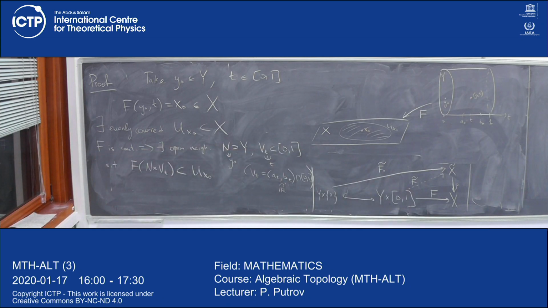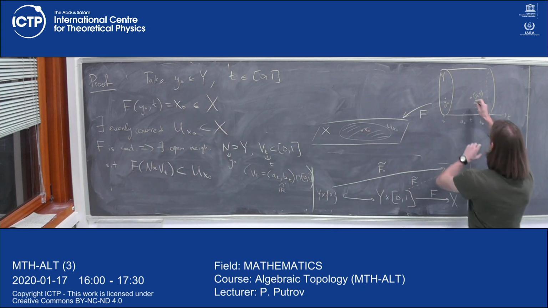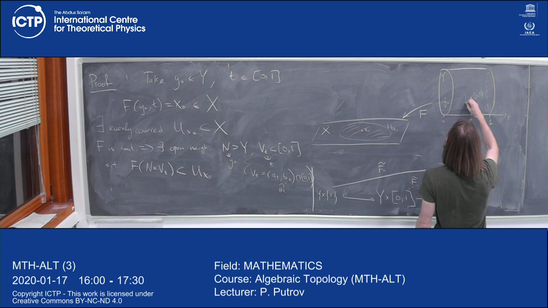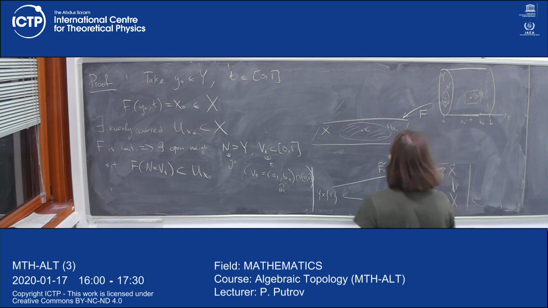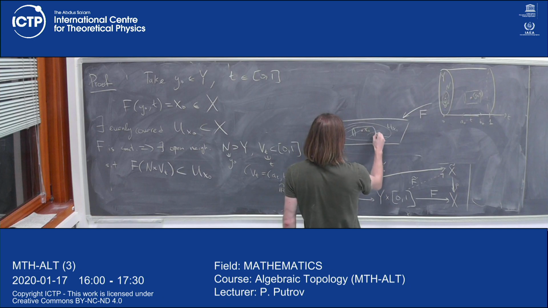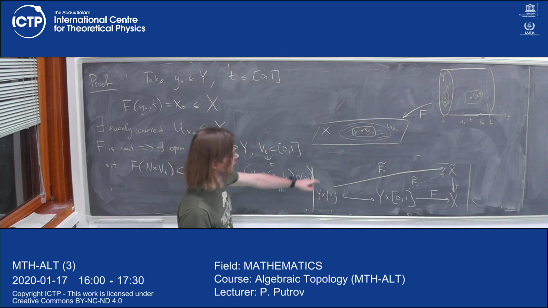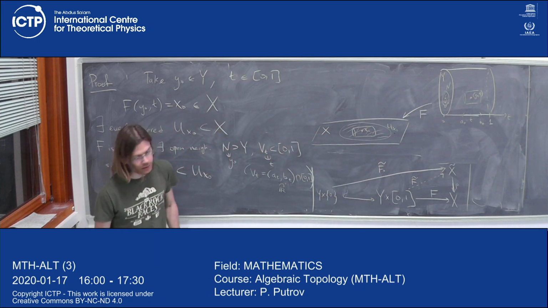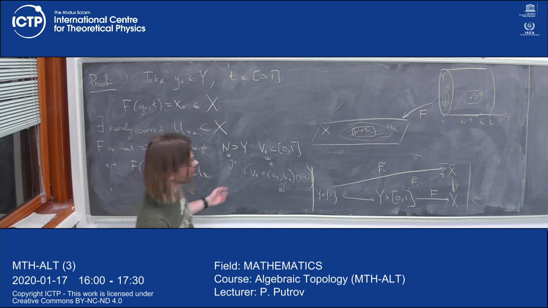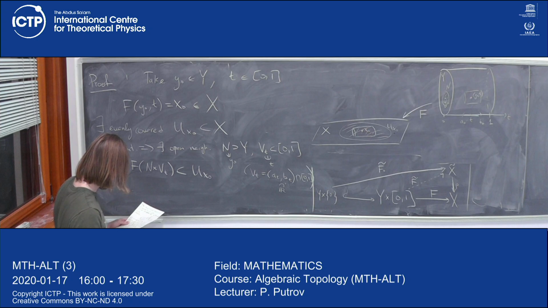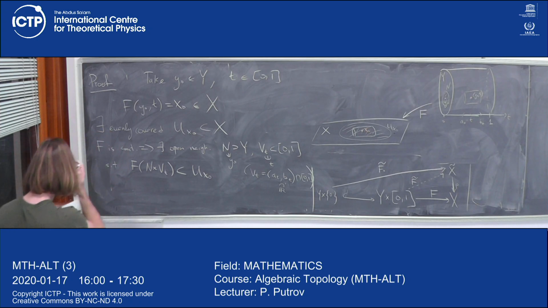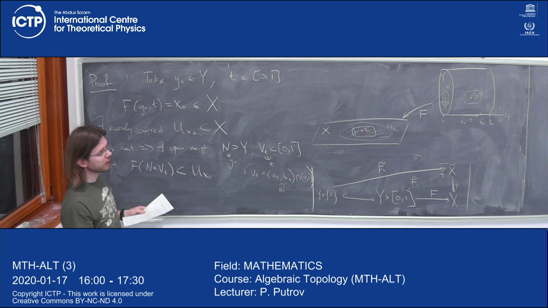By definition of the continuous map, you can always choose a small neighborhood here, and here, a choice of product, such that there's a product of an open neighborhood here and an open neighborhood here, and such that its image is completely inside my neighborhood U_x0 here. I'm just using the definition of a continuous map. Okay, now I can do this for each t.